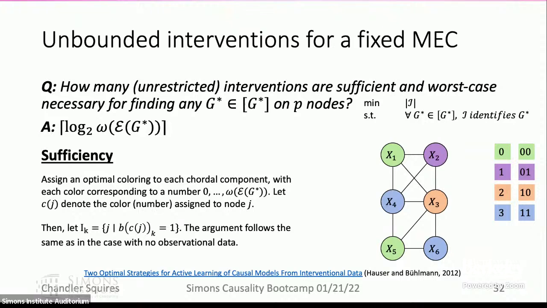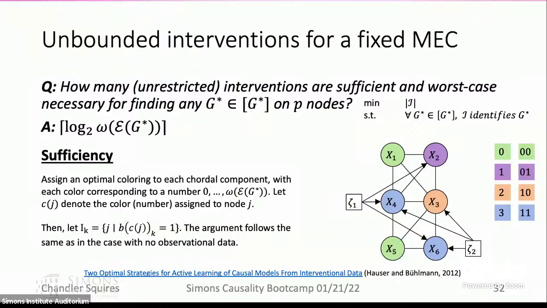And the way that I do that, I look at what my definition is. The first intervention has to have the targets be everything whose color has a 1 in the right-hand position. So that's the purple and the blue. And then the second one is going to be the orange and the blue. And by the fact that this is a coloring, this is going to guarantee that any 2 adjacent nodes will have at least 1 intervention that targets one, but not the other.